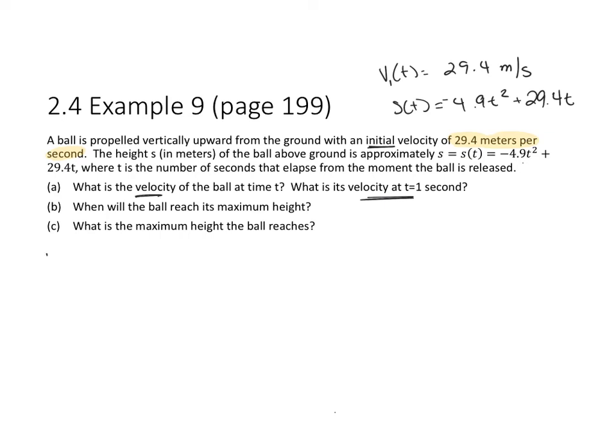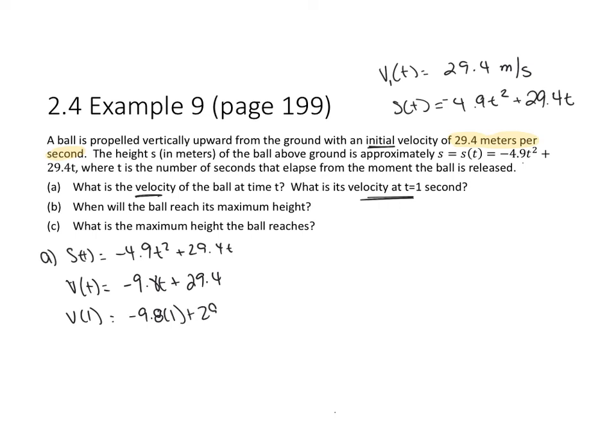second. So we take the position function, s of t, negative 4.9 t squared plus 29.4 t, and we're going to take the derivative of that to find the velocity. So negative 4.9 times 2 is negative 9.8 t plus 29.4. And it also asked for v of 1, so I'm going to plug 1 in. Negative 9.8 times 1 plus 29.4 is 19.6. And that would be meters per second.